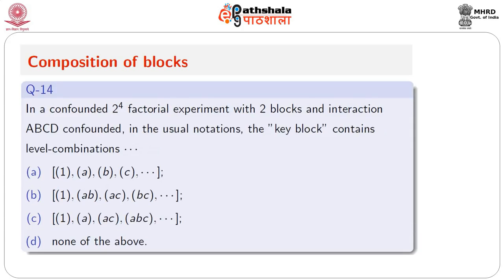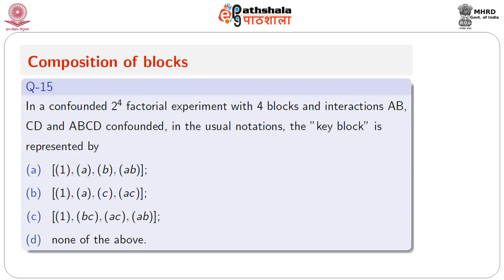Here it is a 2 to the power 4 factorial experiment with 2 blocks and interaction ABCD confounded. Very good. So it amounts to A minus 1, B minus 1, C minus 1, D minus 1. You write it down, you get 4 and 4. The 4 with 1, the key block, you have to identify and you have to match. You don't have to know everything. The moment you start writing, you are matching 4. They are not showing all 8, they are showing just 4. They're good enough for you to identify.